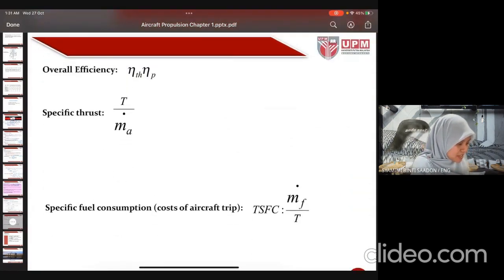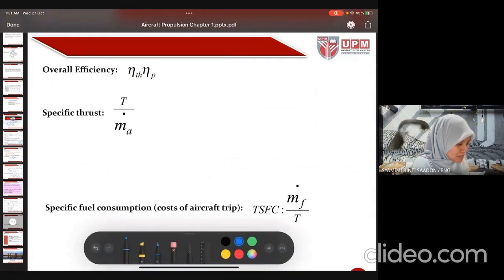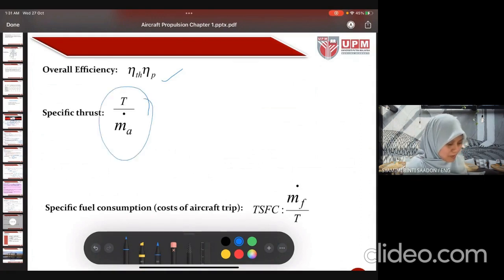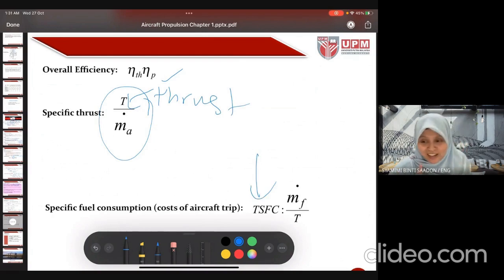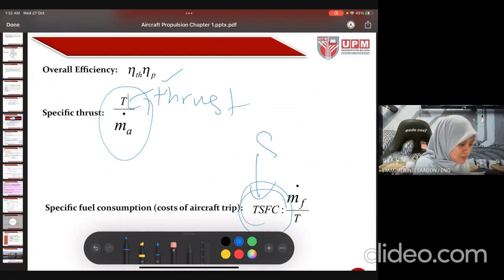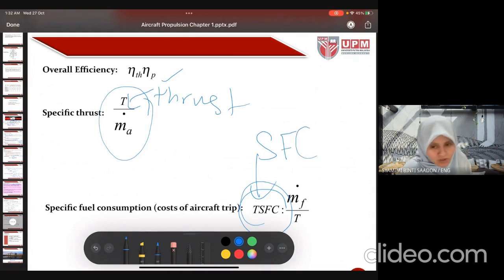Overall efficiency is thermal efficiency multiplied with propulsive efficiency. We also have specific thrust, like I mentioned just now. This is thrust, and the specific fuel consumption. Again, this is another important parameter. Thrust specific fuel consumption, or sometimes it is written simply as specific fuel consumption.